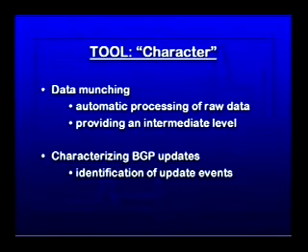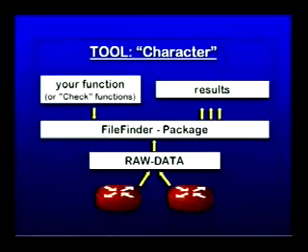It operates mainly on two levels. The first level takes care of the processing of the raw data and all low-level details. It provides you with an intermediate abstraction level, and on this abstraction basis you can then develop useful functions for the classification and characterization of BGP updates. So this is exactly how the tool works.